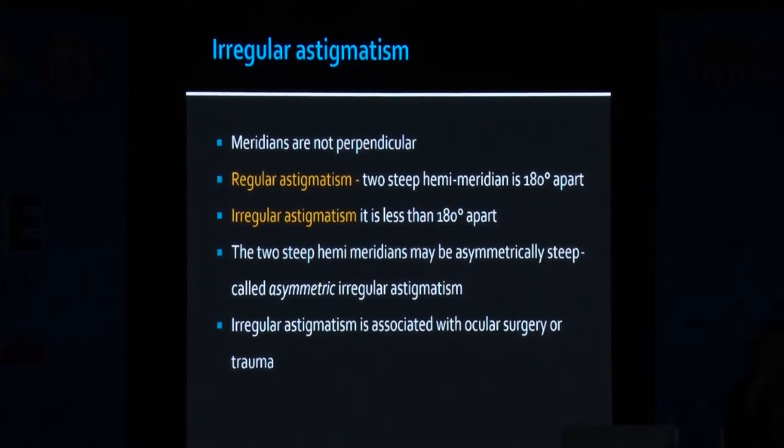The two steep hemimeridians may be asymmetrically steep, called asymmetric irregular astigmatism. If they are equal in steepness, that is known as symmetrically irregular astigmatism. If they are not, they are known as asymmetrically irregular astigmatism. And irregular astigmatism is generally associated with ocular surgery or trauma.